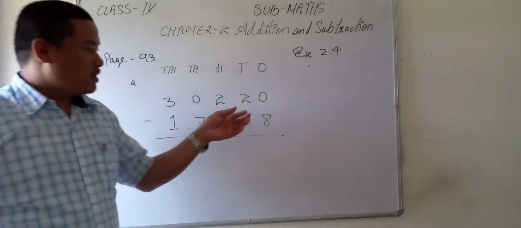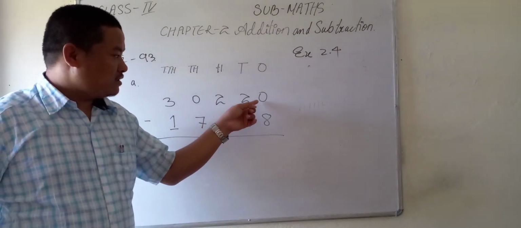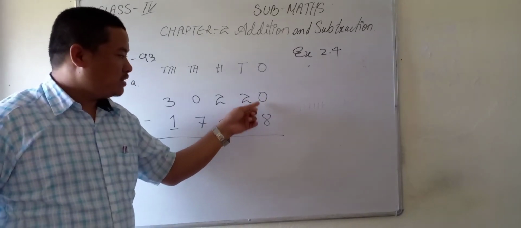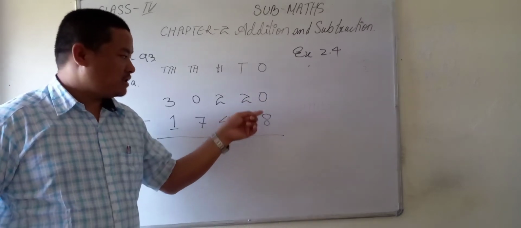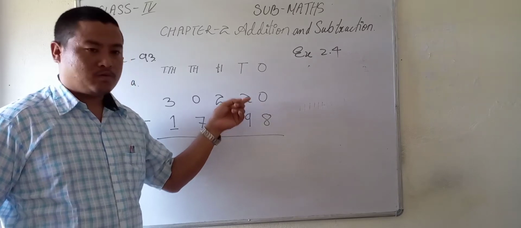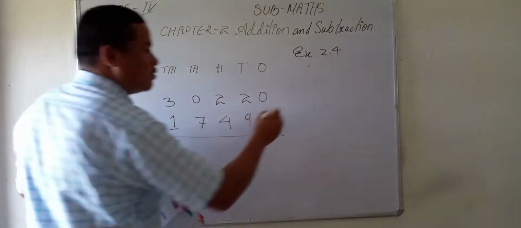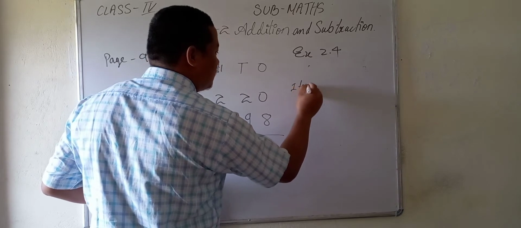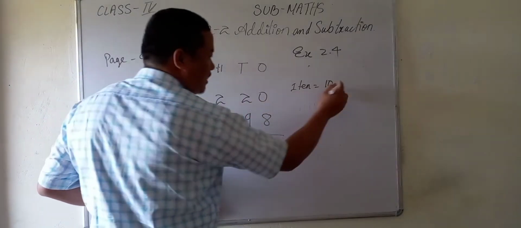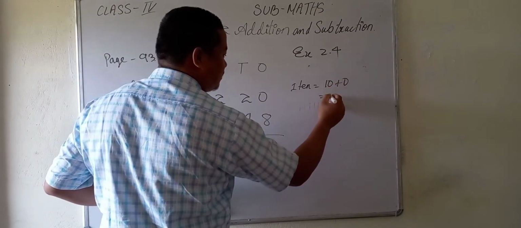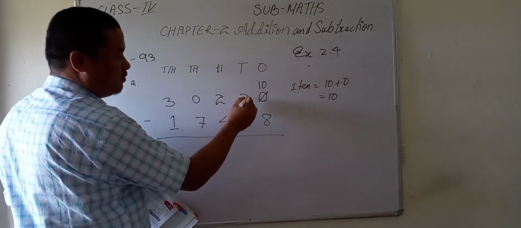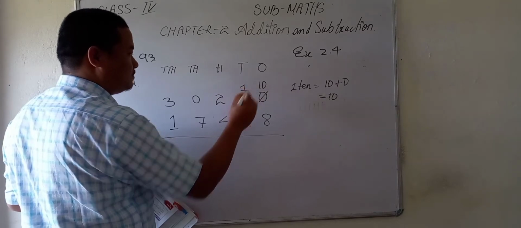Now again you see, in addition, 0 plus 8 will get 8. But in subtraction, from 0 we can't minus 8. 0 is smaller than 8. So we'll take 10 from 2. Then add this 0. How much do you get? 10 plus 0 you get 10. This 0 becomes 10. And when we took 10 from this 2, it became 1.